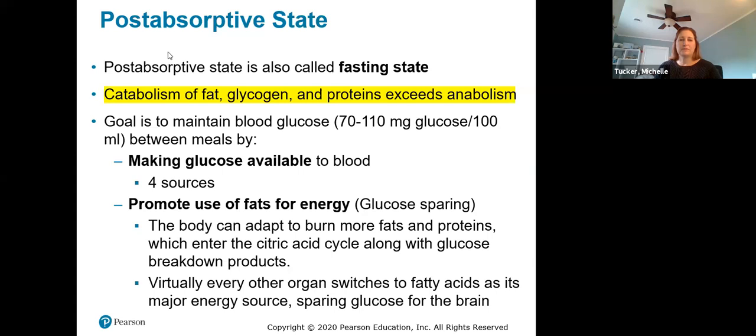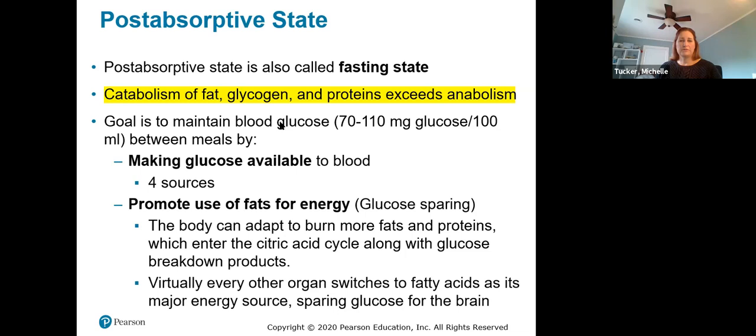The post-absorptive state is called the fasting state. This occurs between 2 and 4 hours after eating. So let's say a well-balanced meal, lots of fiber, it's not too fluid. After 4 hours, we enter the fasting or the post-absorptive state. And it's defined as catabolism, so breakdown of fat, glycogen, and protein exceeds anabolism. So this is its definition.